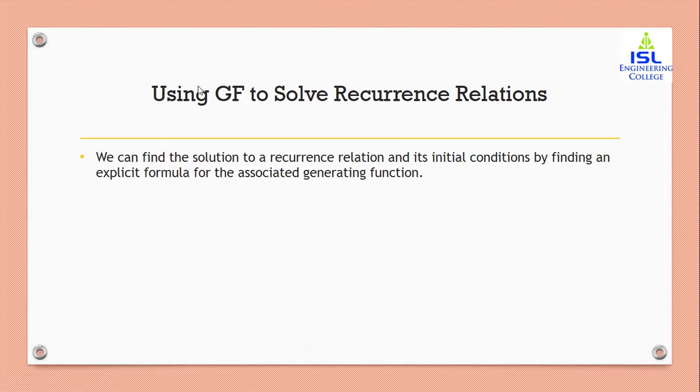Similarly, I have the topic of using generating functions to solve recurrence relations. We can find the solution to a recurrence relation and its initial conditions by finding an explicit formula for the associated generating function. Now, how are we supposed to do that? For the generating function, suppose the recurrence relation is given as an example. How are we solving it? Not by the 6 theorems that we have studied. Instead, we will be using a generating function.